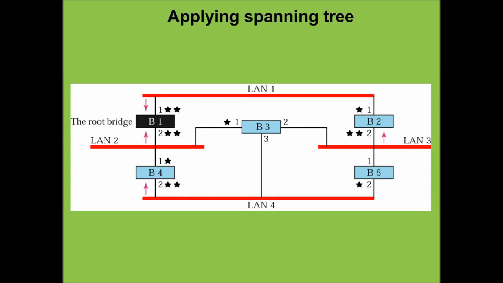Applying spanning tree. So over here you can see again LAN 1, LAN 2, LAN 3, LAN 4 and LAN 5. And you can see a root bridge which is bridge number 1. So this is the root bridge and this is being selected by STP, and all other bridges are non-root bridges. So the first main application of spanning tree protocol is to select the root bridge. So over here you can see the root bridge is being selected by STP.